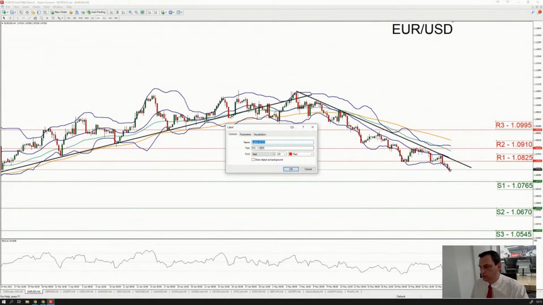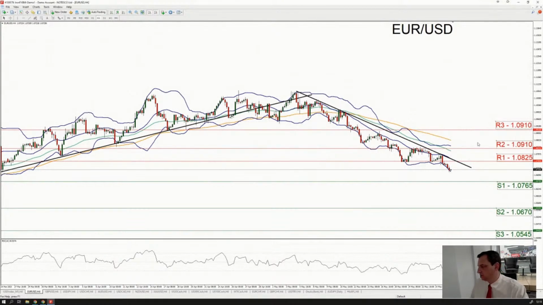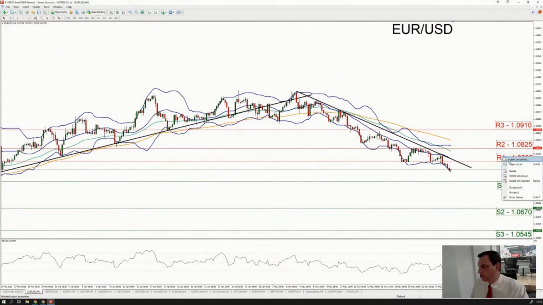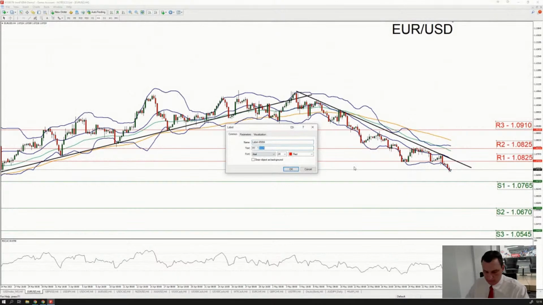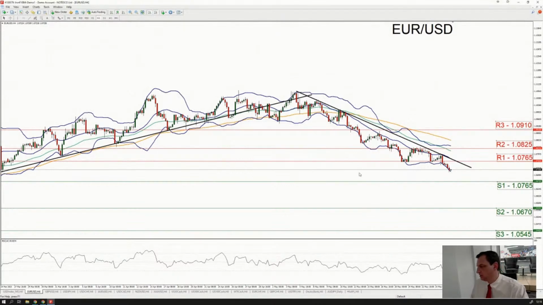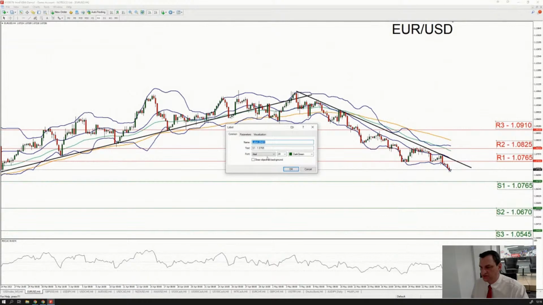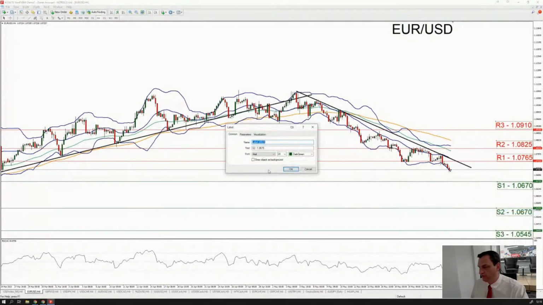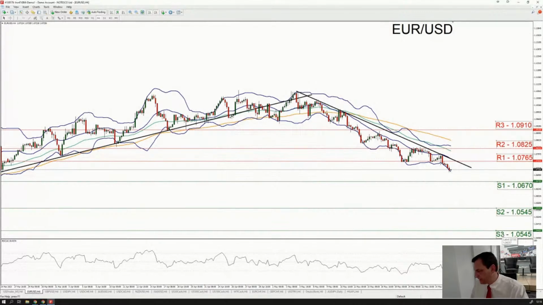R3 now being placed at 1.0910. The R2 at 1.0825. The R1 at 1.0765. The S1 at 1.0670. The S2 at 1.0545. The S3 at 1.0440.